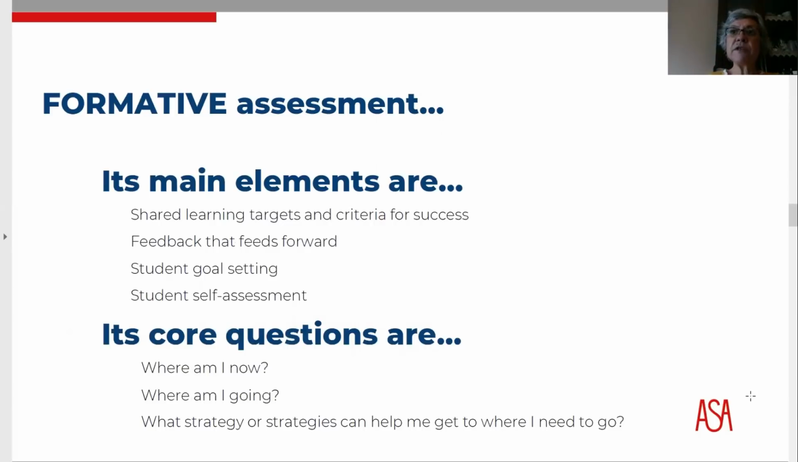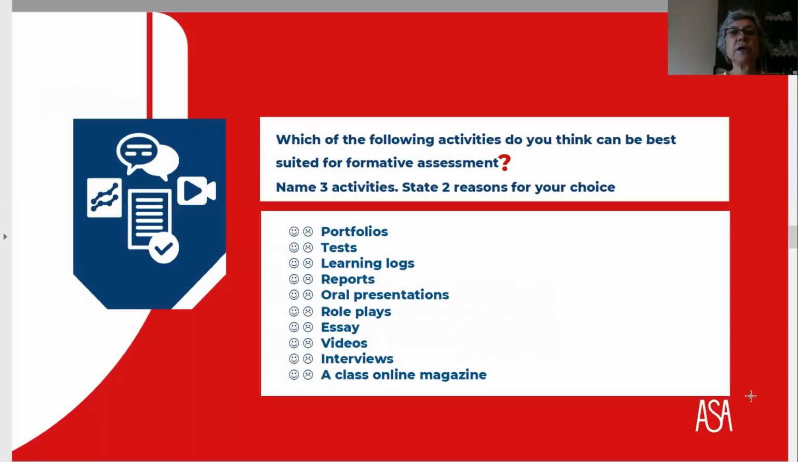So formative assessment really is, in terms of main elements, about shared learning targets, criteria for success, and you are going to watch a situation where that is clearly stated. Feedback that feeds forward. It's about student goal setting. It's about student self-assessment. What am I doing that I should be doing better than this? And the core questions are, where am I now? Where am I going? And what strategy or strategies can help me get where I need to go?